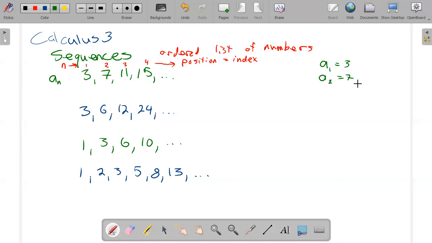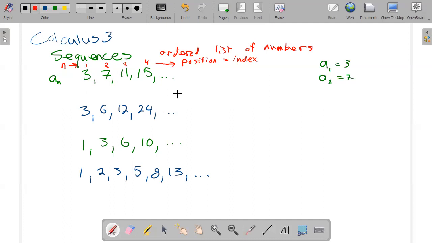Our goal is to find patterns in the sequence and then be able to describe those patterns as formulas whenever possible. And there are a million different kinds of sequences out there, probably more than a million. There's a lot of them. Only a few of them have special names. We'll go over a couple of those in a minute.